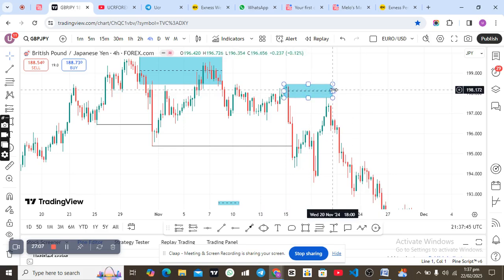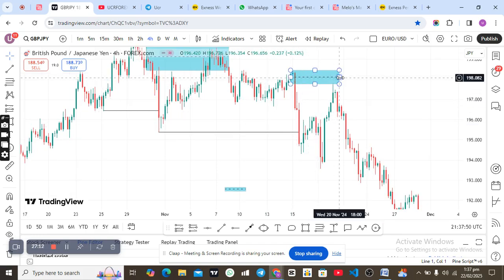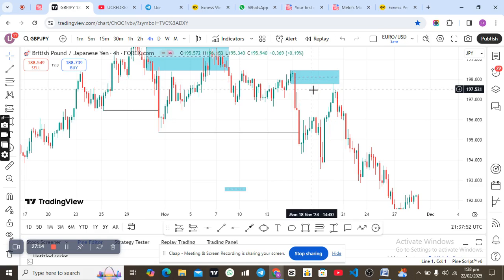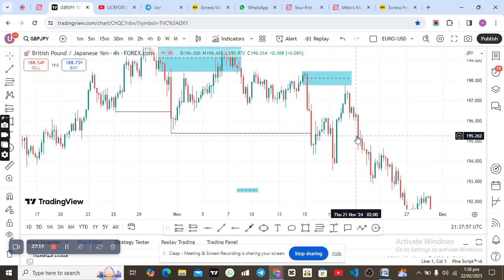So look at that very particular last candle that led to a BOS. We see how price returned back, and immediately price mitigated it. This is an unmitigated zone. Immediately price mitigated it. Price pushed massively to the downside.